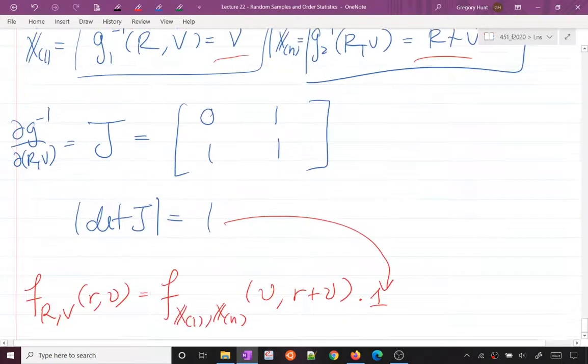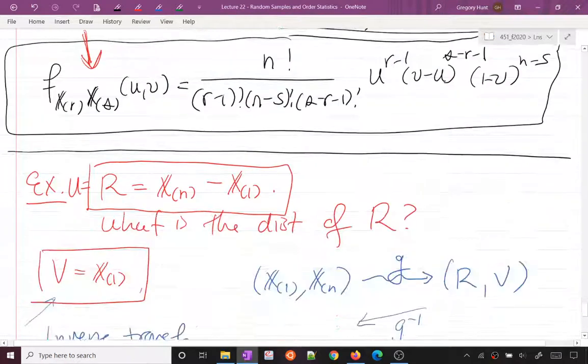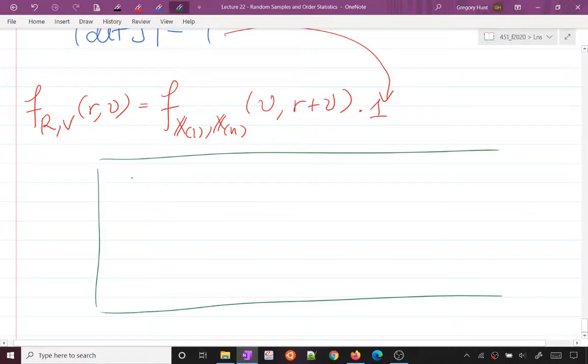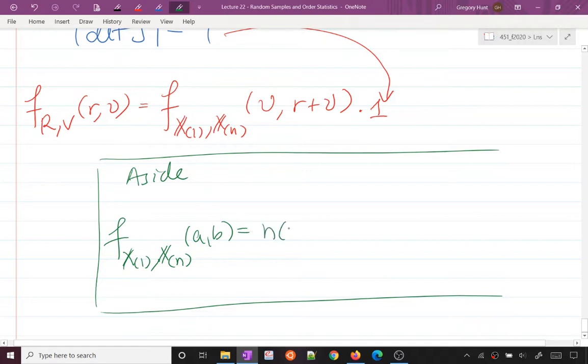As an aside here, we generically got the joint for xr and xs, but let's get the joint for x1 and xn. Let's say at values a and b, according to a formula, and I'll let you work out, this is going to be n times n minus 1 times F of b minus F of a to the n minus 2 times f of a times f of b.